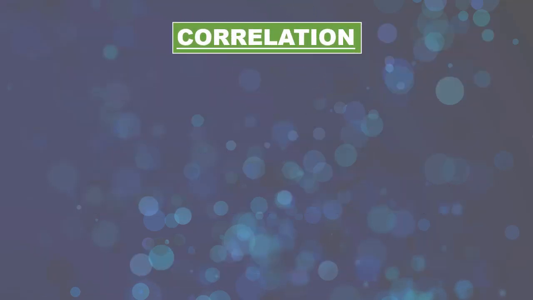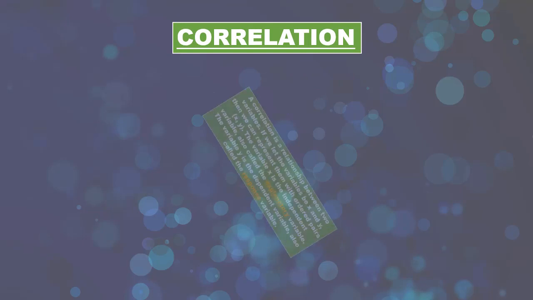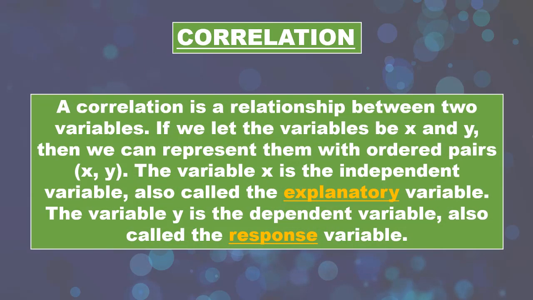So we need a definition for correlation. A correlation is a relationship between two variables. If we let the variables be x and y, then we can represent them with ordered pairs x, y. The variable x is the independent variable, also called the explanatory variable. The variable y is the dependent variable, also called the response variable.